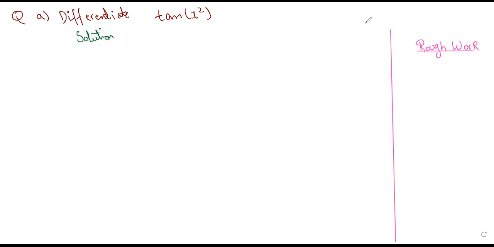It'll be sec square x. Yeah, very good, excellent. And derivative, yes, you are telling me correctly, but you always forget about the derivative of the inside thing. Sec square x square. Sec square x or sec square x square? Square x square. Very good.